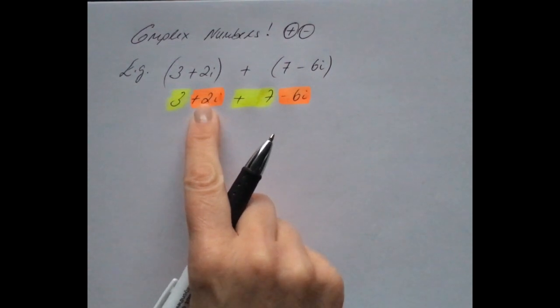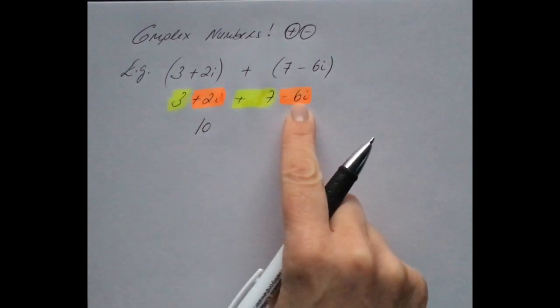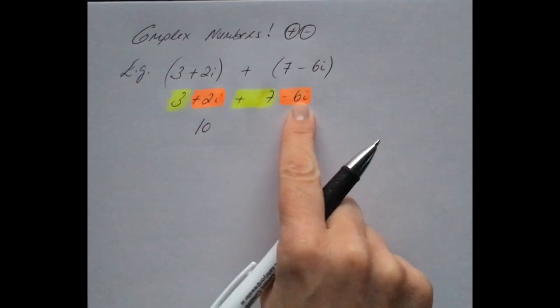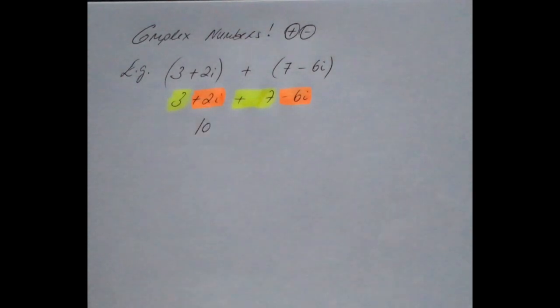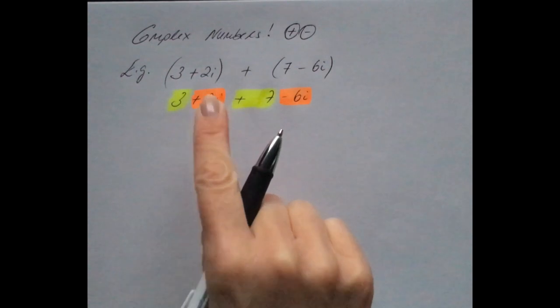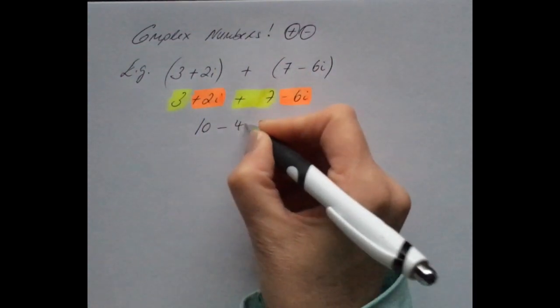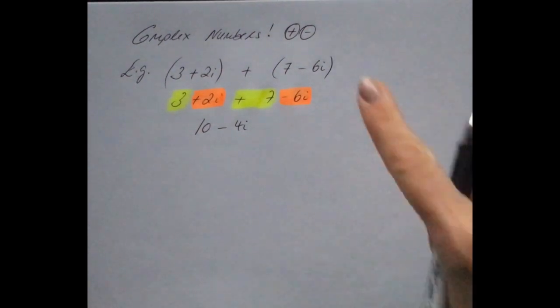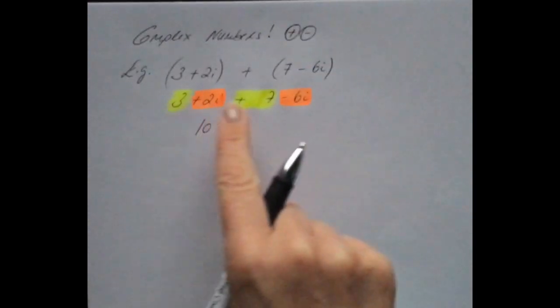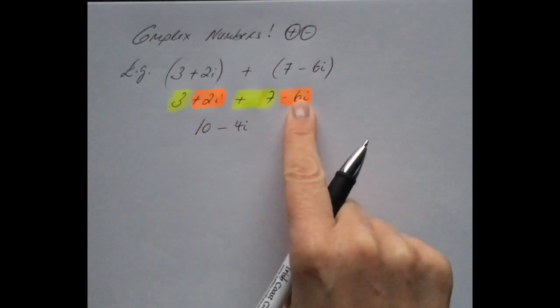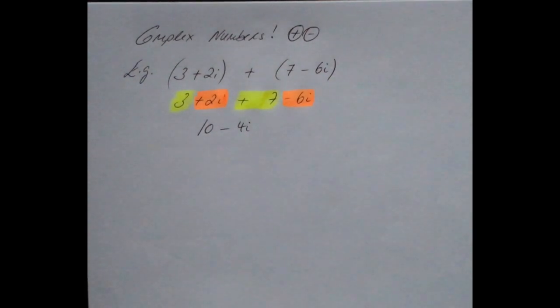And the 2i, positive 2i, take away 6i, 2 take away 6 in other words. If you need to do that little number work on the calculator, by all means do, but don't forget your i at the end. A plus 2i minus 6i is of course minus 4i. So when you add these two complex numbers, you can add the real parts together, add the imaginary parts together, and that's the answer you get.